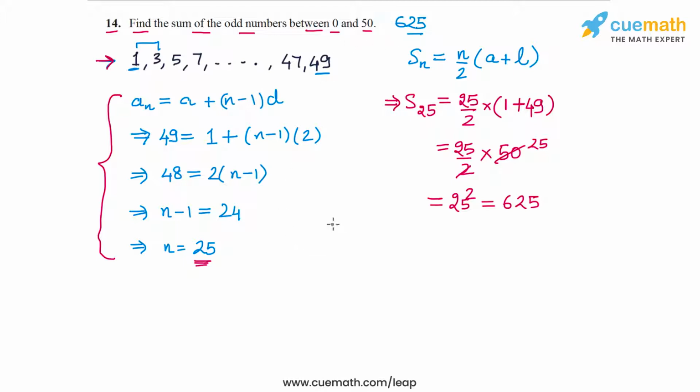That's our answer. And by the way, if you remember this result, it's actually beneficial to remember that the sum of the first n odd natural numbers is n square. So in this case, because there were 25 odd numbers, their sum would be 25 square.